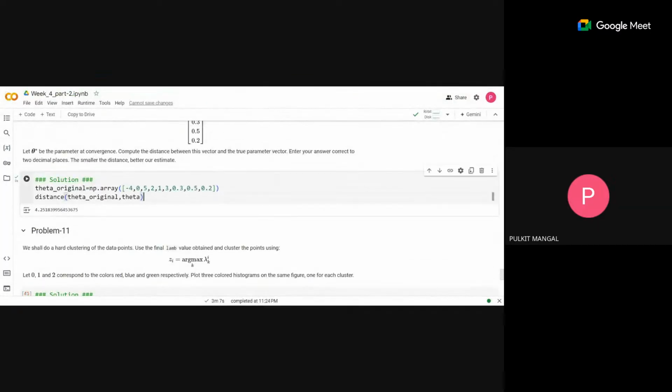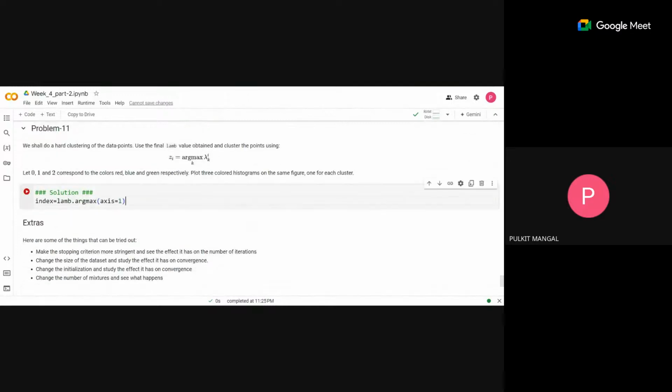Okay, now let's run this because we got our answer. So now 0.1. Let's now quickly do this. We have to plot the color histogram, where 0, 1, 2 correspond to the colors red, blue and green.